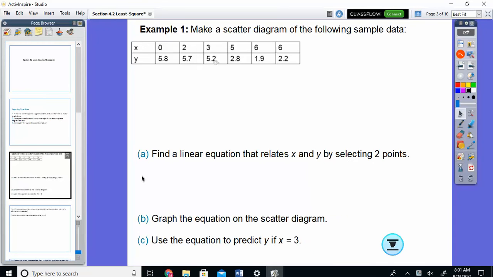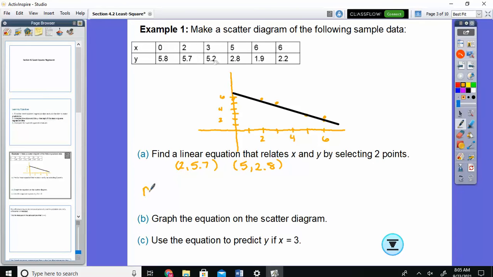Night from 1 to 2:30 p.m. in the gym. I want you to make a scatter plot diagram for this data. We need slope, so y sub 2 minus y sub 1 over x sub 2 minus x sub 1.